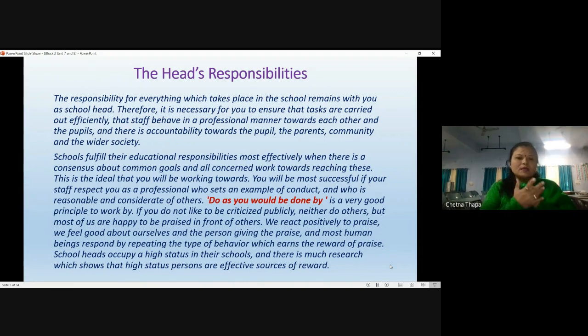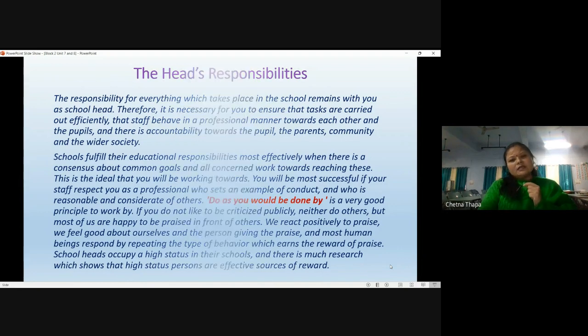You need to make everything work accordingly and efficiently, and you need to see that your staff behave in a very professional manner, not only with you, but also with other staff members and with your pupils also. So for this, you have to present an ideal front before those to whom you are giving an example.